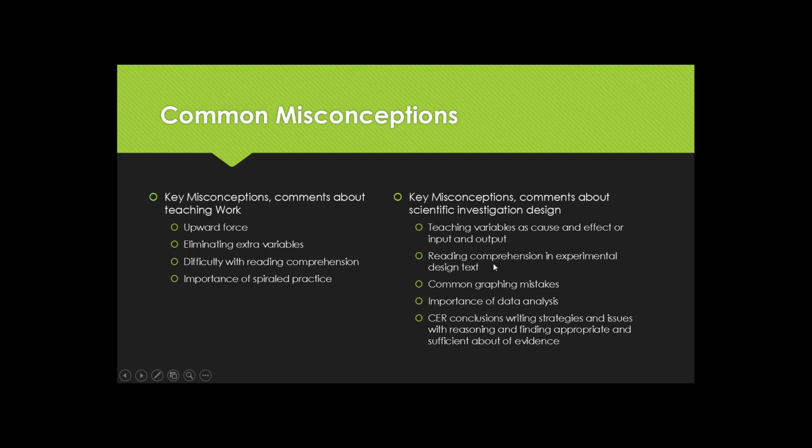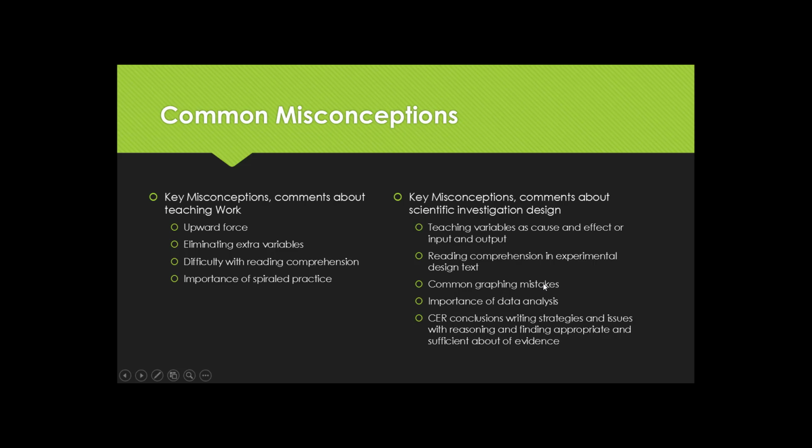Next, reading comprehension again is going to be a struggle, especially if you have a high population of ELLs in your student population. A lot of practice with this will help as well, as far as diagramming what the question is talking about or diagramming what the experiment is talking about. Including graphics alongside experimental design text is very important for those students who learn better when they have a graphic next to it.